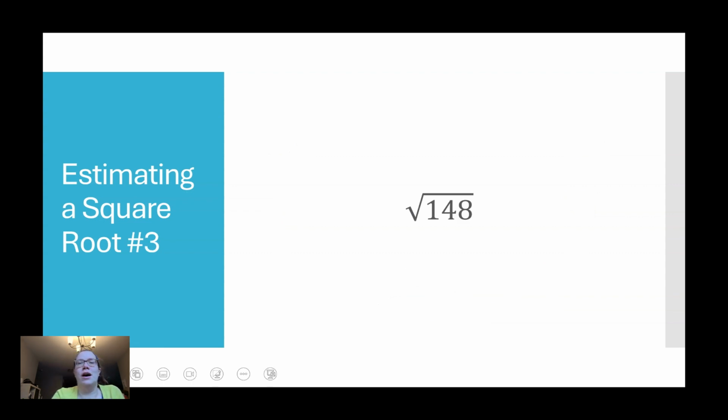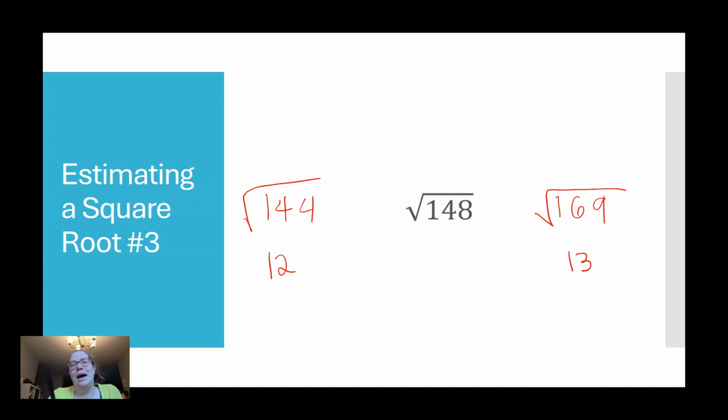The square root of 148. So 12 times 12 is going to be 144. And 13 times 13 is 169. And these I'm just using my perfect square list. You don't have to have these memorized. So when I'm trying to find the square root of 148, it's closer to 144 than it is to 169. So this is going to be close to 12. Not quite close to 13. It's definitely bigger than 12, but it's close to 12. Yeah?